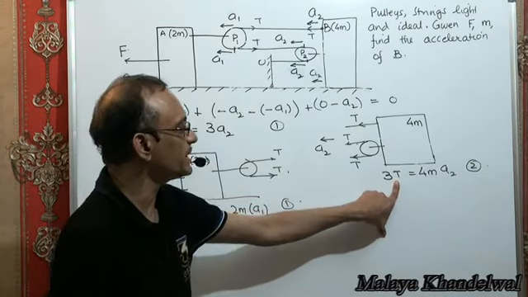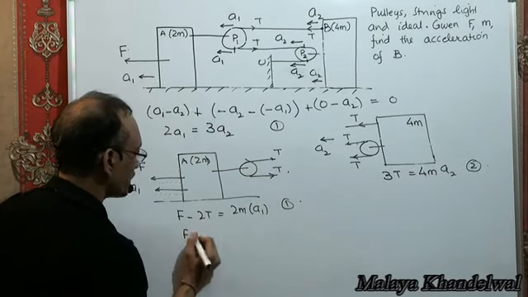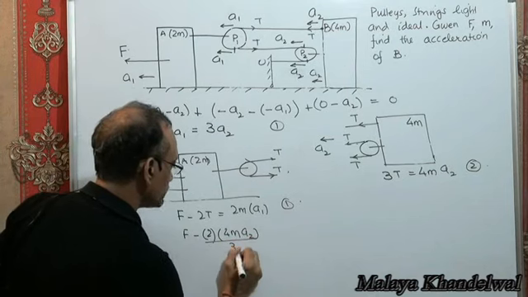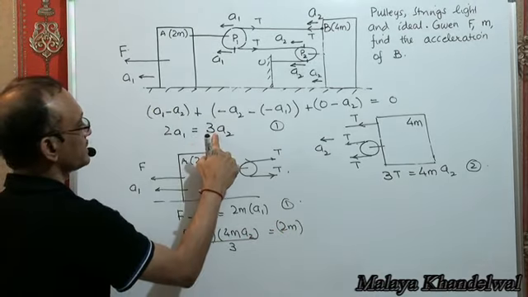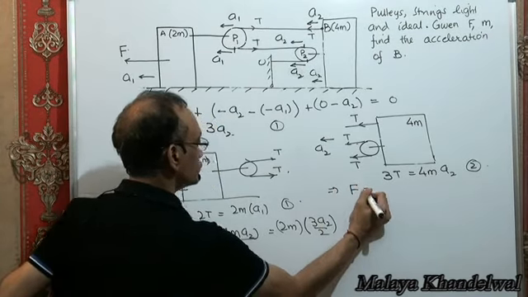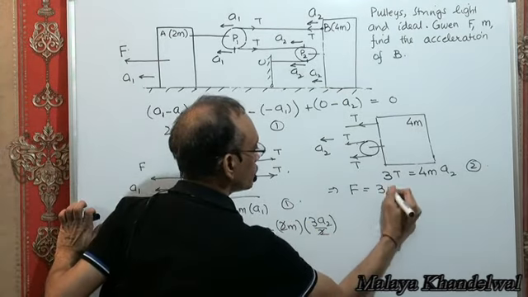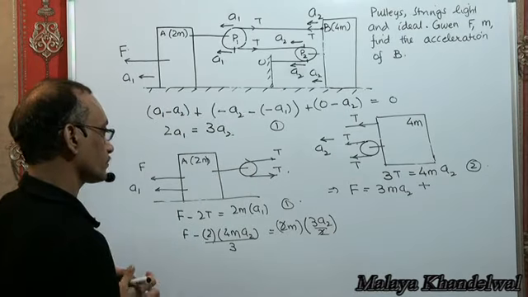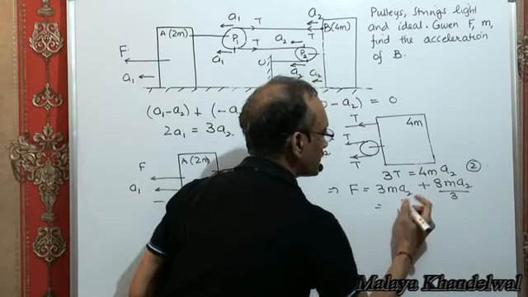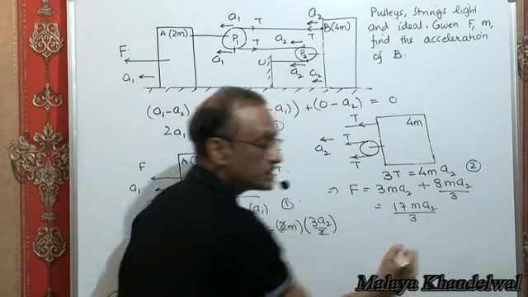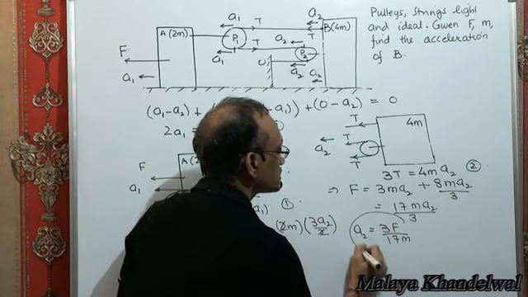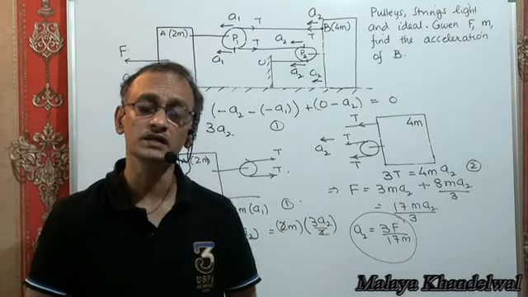Second equation. To eliminate T, I can write T as 4M a2 by 3. So F minus 2 into 4M a2 by 3 is 2M a1. a1 I write as 3a2 by 2, which then leads us to F equal to 3M a2 plus 8M a2 by 3. That makes it 9 plus 8, 17M a2 by 3, which leads us to the value of the required acceleration, a2 equal to 3F by 17M. That's the answer. Makes sense to all of you, right? Thank you so much. Bye-bye.